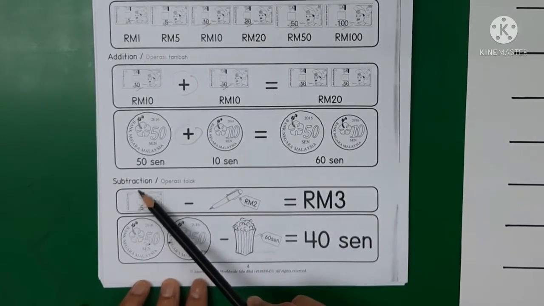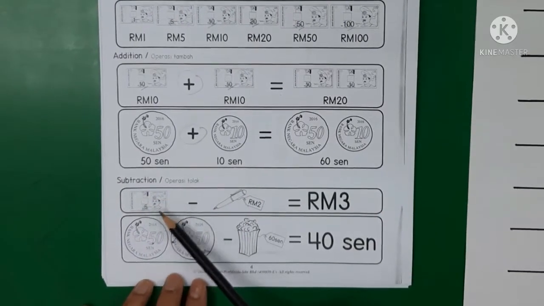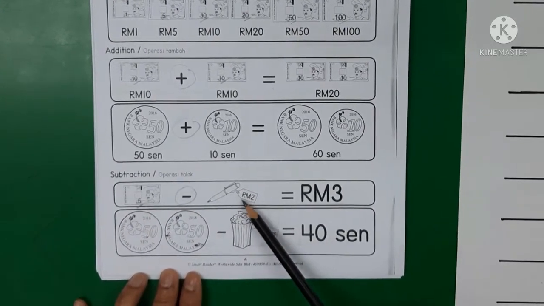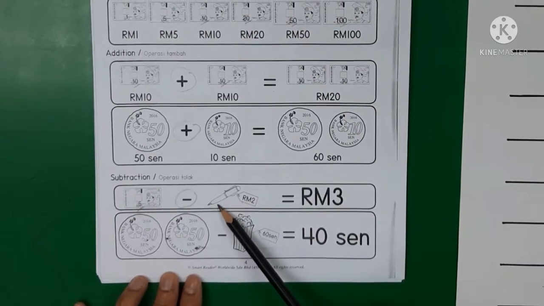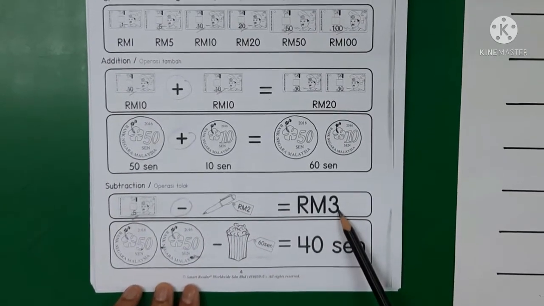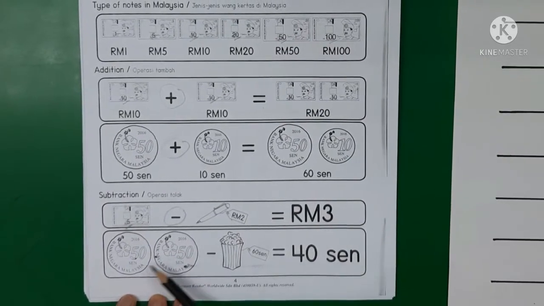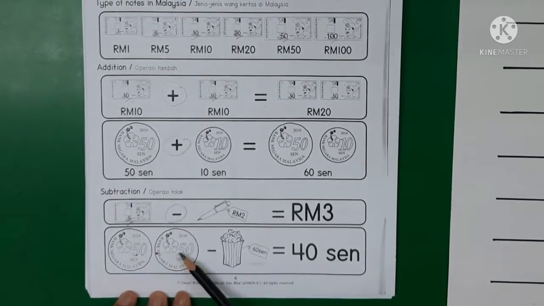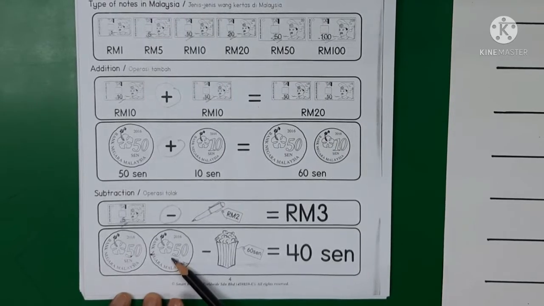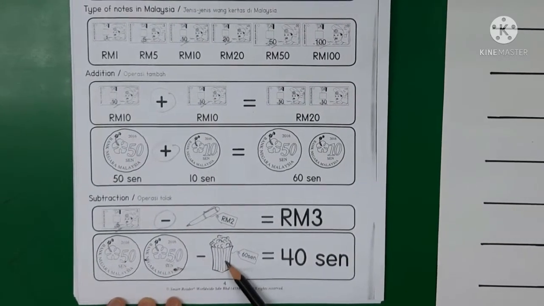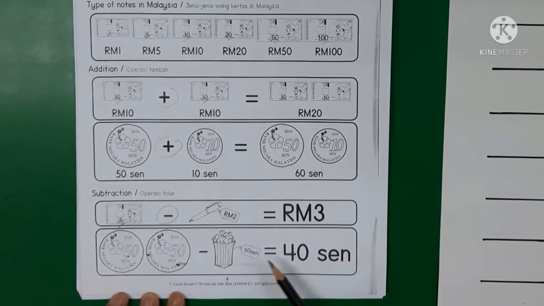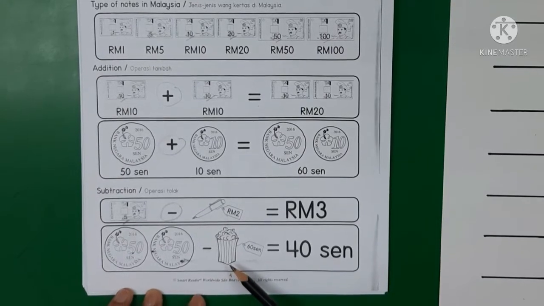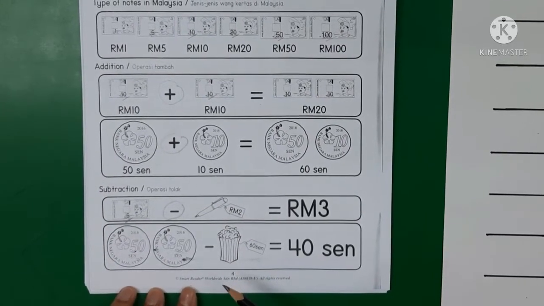We can also do subtraction using money. For example, 5 ringgit Malaysia minus 2 ringgit Malaysia to purchase a pen. That will leave you a balance of 3 ringgit Malaysia. 50 cents plus 50 cents will give you a total of 1 ringgit Malaysia. Then if you purchase a popcorn that costs 60 cents, it will leave you with only 40 cents. Now let's watch the video for further understanding on money.